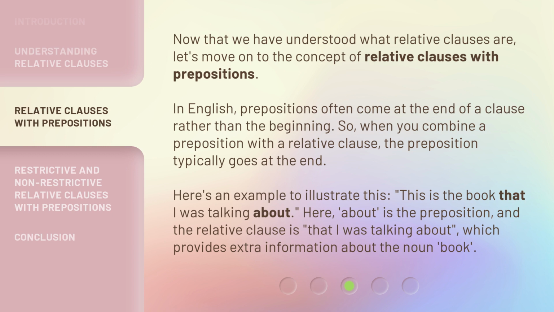Here's an example to illustrate this. This is the book that I was talking about. Here, about is the preposition, and the relative clause is that I was talking about, which provides extra information about the noun, book.